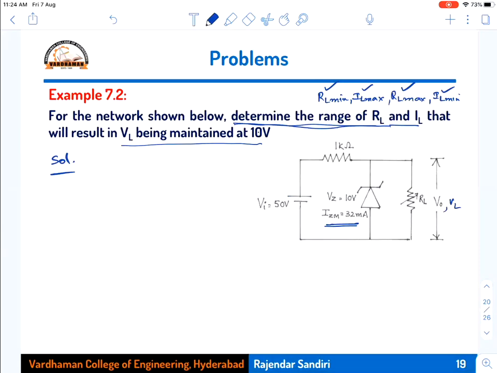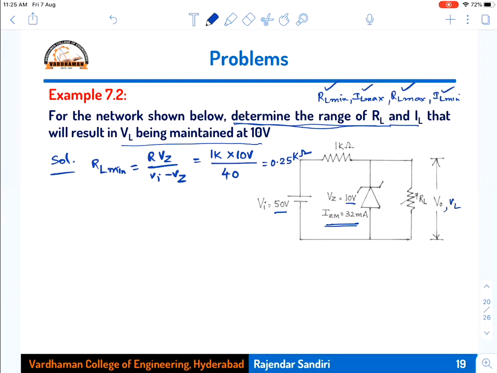RL minimum is equal to R into VZ divided by VI minus VZ. R is 1K here. VZ is given as 10 volts. Then divided by VI minus VZ. VI is 50, VZ is 10. 50 minus 10 is 40. So 10K divided by 40 is 0.25 kilo ohms. That is RL minimum.